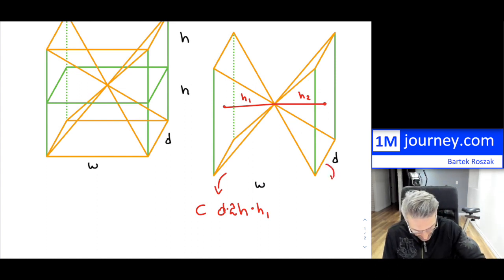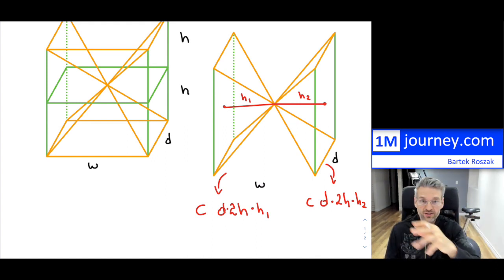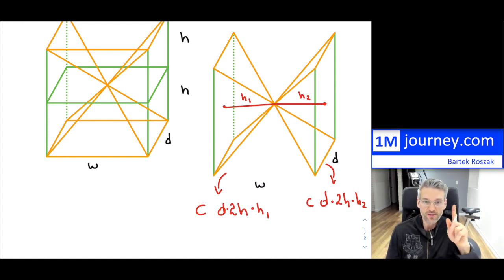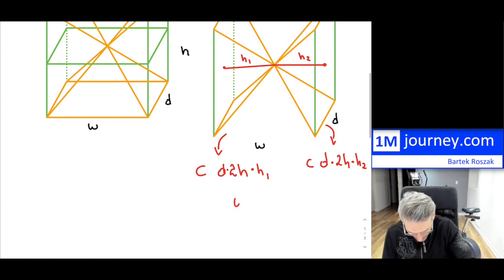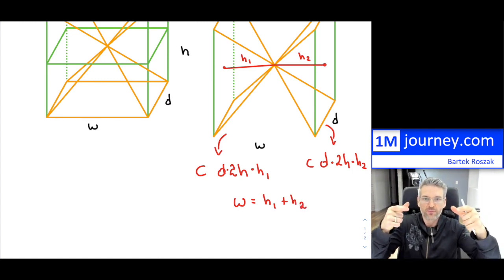Now, this right here is also going to have a volume of C, depth times 2h, but this is going to be h2 because it might have a different height. I'm not saying that this is all symmetrical. It might not be, so I'm going to call that h2. The one thing that I do know is that h1 plus h2 is indeed equal to w. That is something we should keep in mind. This is h1 plus h2, and that is that pyramid.